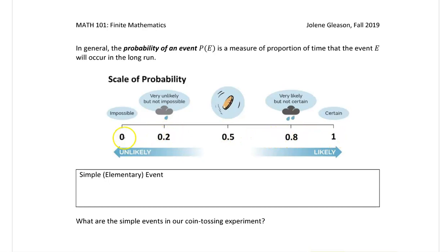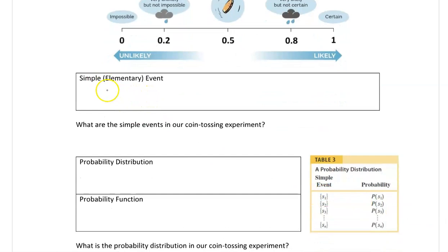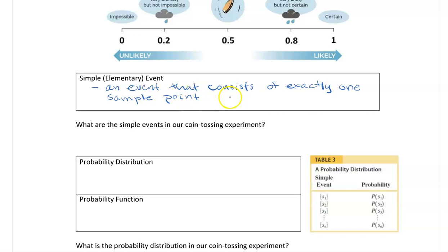So, all right, let's define another term that we're going to be using. A simple event. So we're going to define a simple event to be an event that consists of exactly one sample point in the sample space. Okay. So remember what a sample point is. A sample point is one element in the sample space. So it's just one of the possible outcomes. All right, so a simple event is basically a single outcome.